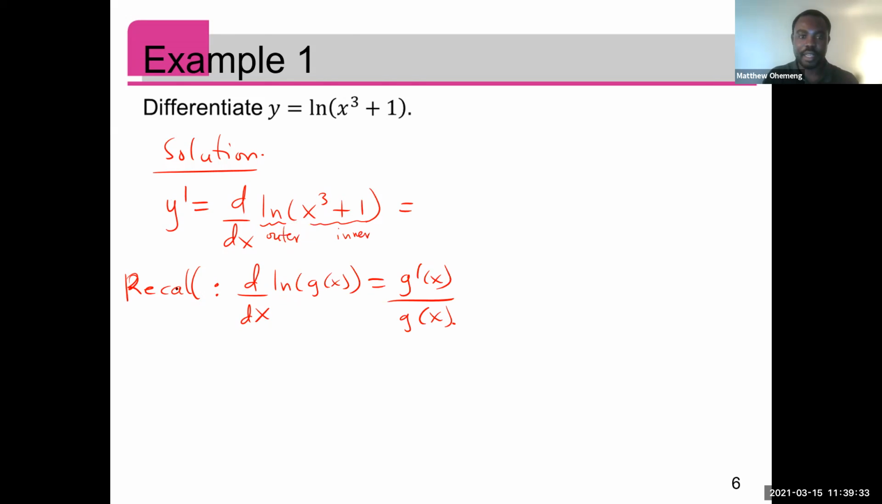But as I said, the rule that we obtain here, this recall thing that I wrote, it will be easier to think of this in this sense. Whenever your outer function is ln, just differentiate the function inside. So what's the derivative of x cubed plus 1? That's just 3x squared. Divide by the function itself, x cubed plus 1. We are done. That's all. You see, that's easier to think about than the chain rule, but the chain rule still works all the same, right? Yeah, so that's our answer. We're done.